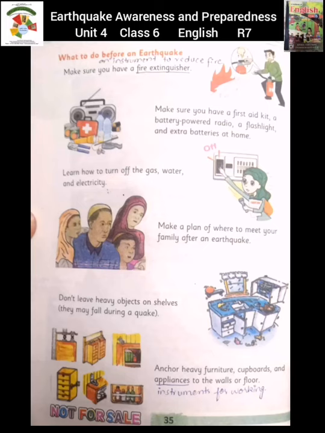We should make ourselves aware of the connection of gas, water, and electricity in our homes. A place should be selected to meet our loved ones there after an earthquake. And heavy objects should not be placed on shelves; they should be removed before an earthquake happens. Most of the time we should be aware of such things, never to leave them, because if someone is running and things fall on them, the damage can be greater than that of the earthquake itself.